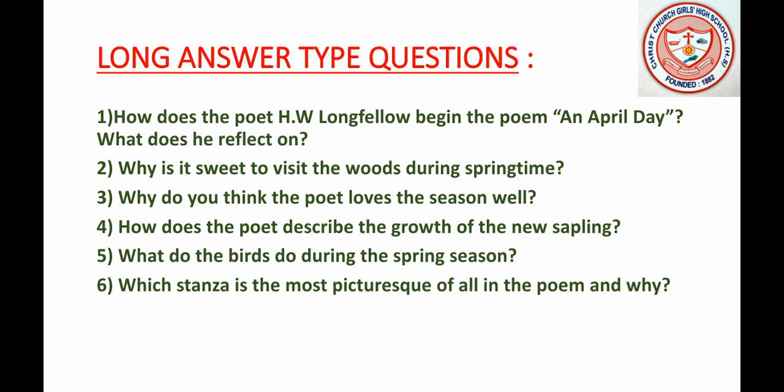Question number 4. How does the poet describe the growth of the new sapling? So the probable answer could be that the poet explains the natural process of the germination of a seed. The seed that got cold due to the winters still survives the harsh climatic condition, deriving its needs for sustenance from the loose soil.